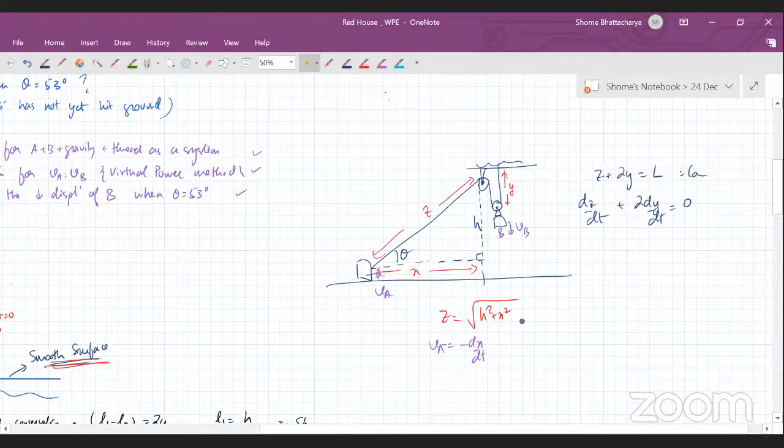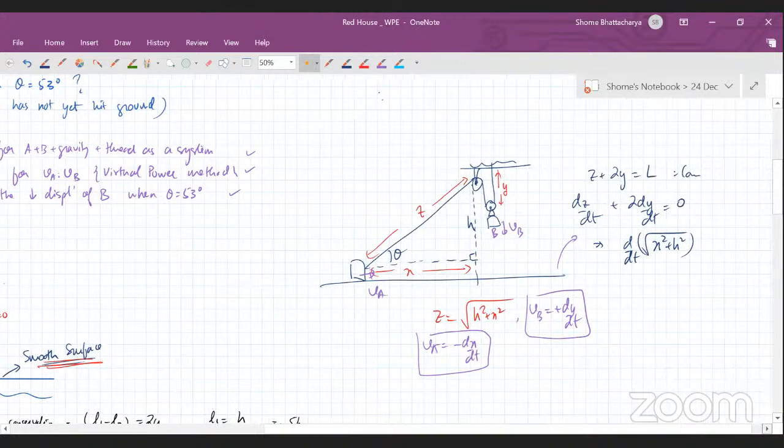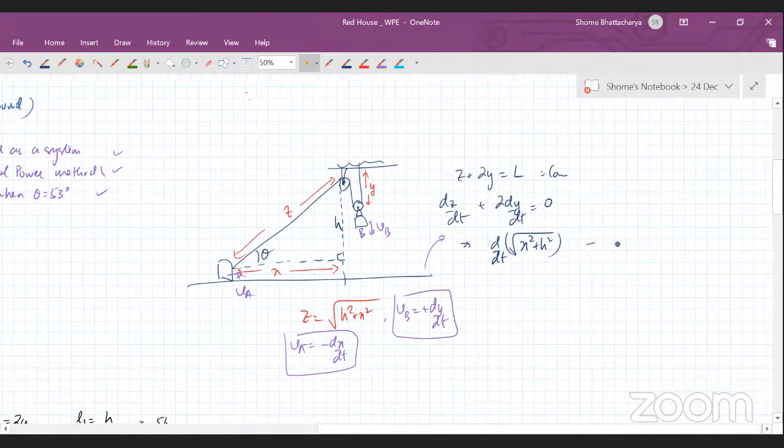Okay. So on this side you can see this is plus dy by dt. So this and this will now have to be plugged into this equation. So this equation becomes differentiation of root of x square plus h square. So it becomes lengthy, okay, plus 2 times dy by dt is equal to 0.